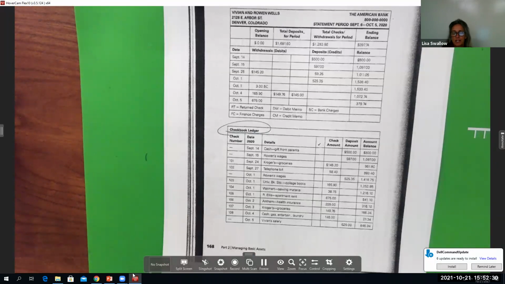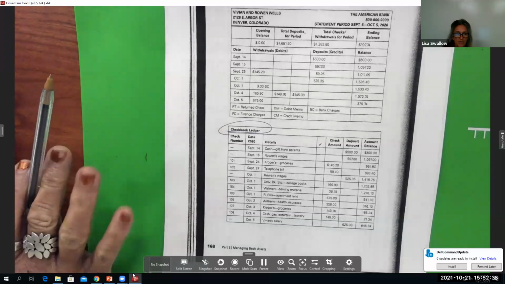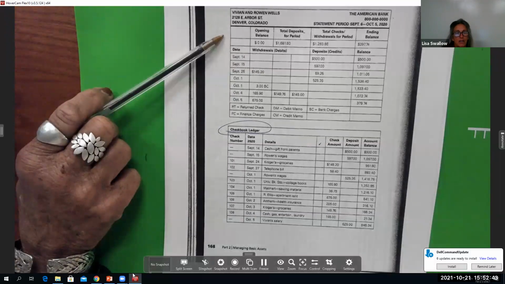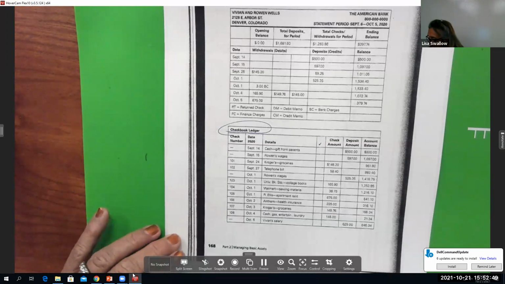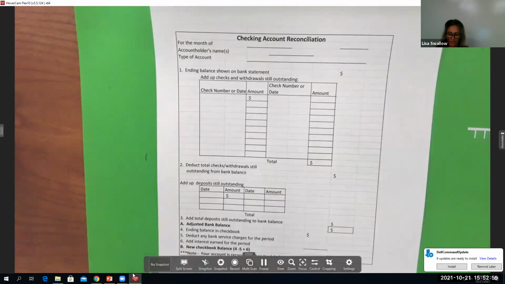But basically the process here today is to take a look and say, hey, here's what I think I have. Right? These are the records that I think I have. This is what I think I have in the bank. And then here's what the bank tells me I have. And then we're going to reconcile those two numbers and try and figure out why they're different and explain it. And we're going to do that on this blank checking account reconciliation.